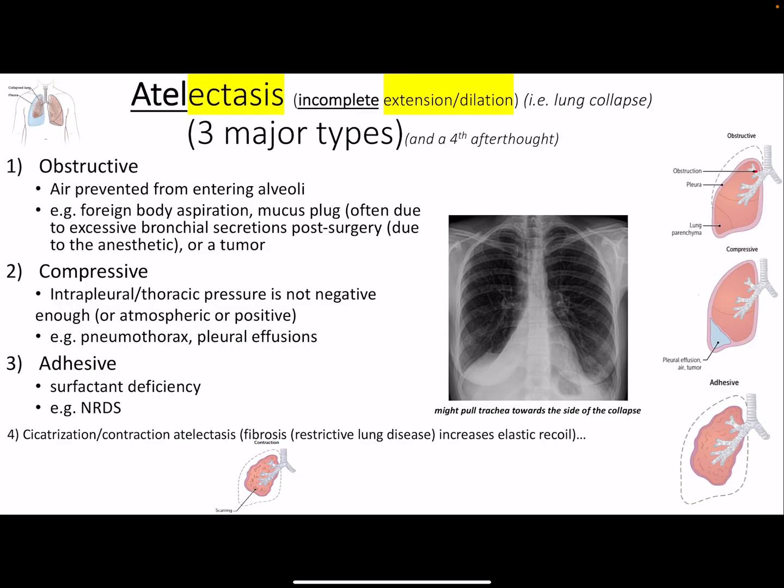So atelectasis, atel means incomplete. Ectasis means extension or dilation. So in other words, your lung collapses. So 3 major types. I mentioned that there's actually a 4th one: obstructive, compressive, adhesive, and contraction. So for obstructive, we have kind of like, let's just say a mucus plug, or you swallow a hot dog, it goes down the wrong tube or something.